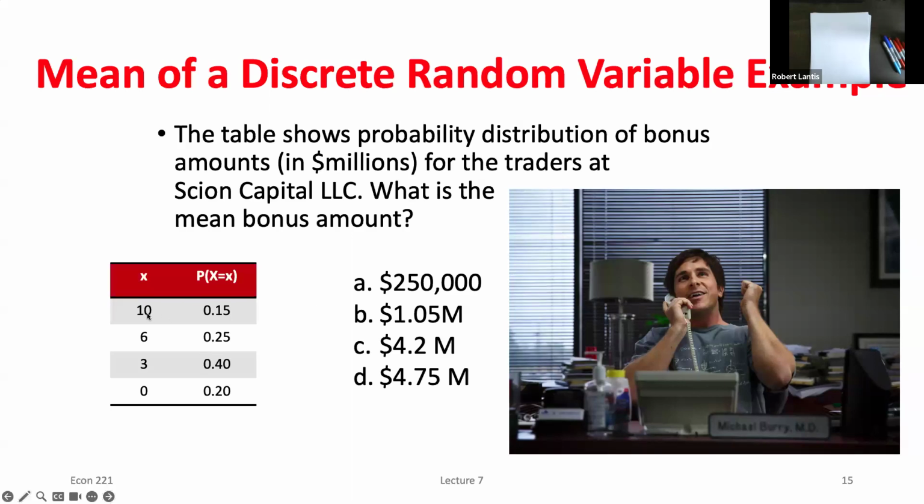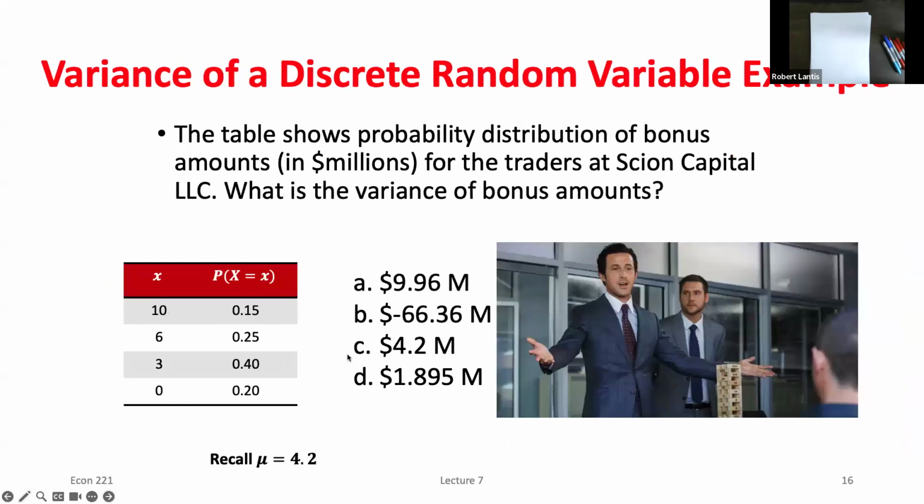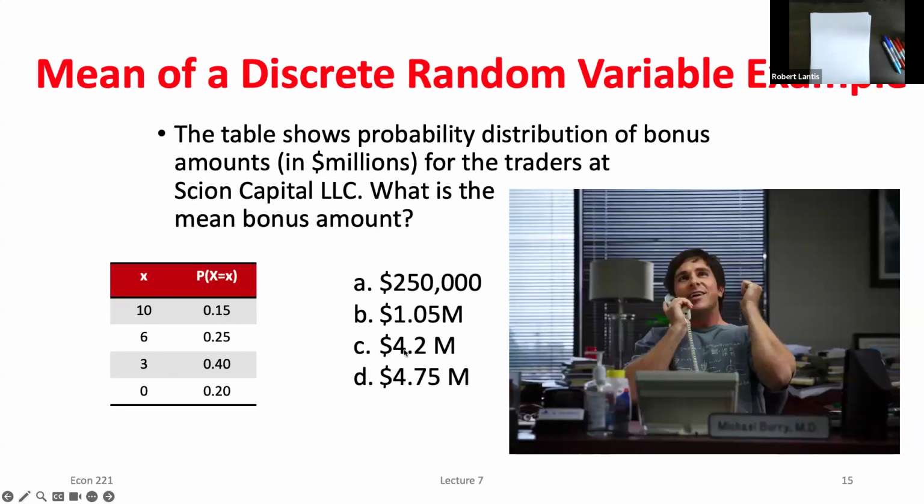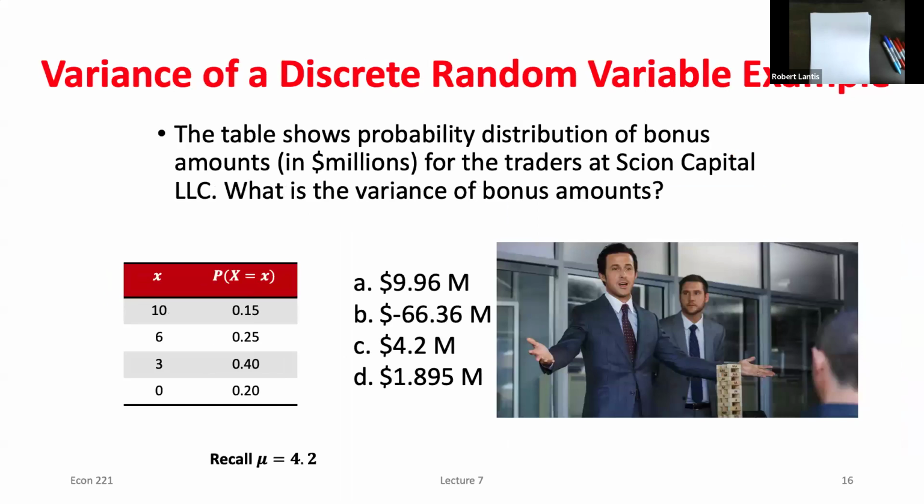But to do the actual calculation, I'll go through, take 10 times 0.15. So that's 1.5 million. 6 times 0.25, another 1.5. I'm at 3 million. 3 times 0.4, 1.2, so now I'm at 4.2 million. 0 times anything is 0. So I should get, oops, the answer is 4.2 million. Right? What if I wanted to find the variance?